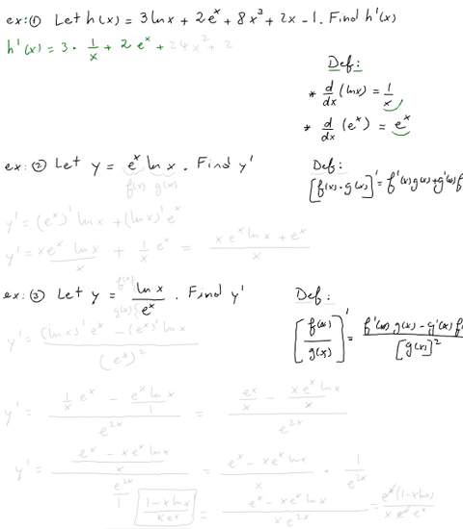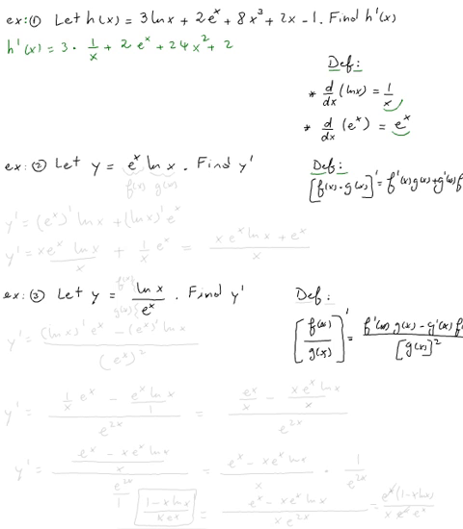plus, here we use the power rule, 3 times 8 is 24, x cubed becomes 3 minus 1 is 2, plus the derivative of 2x is just 2, and the derivative of negative 1 is 0. We're done.